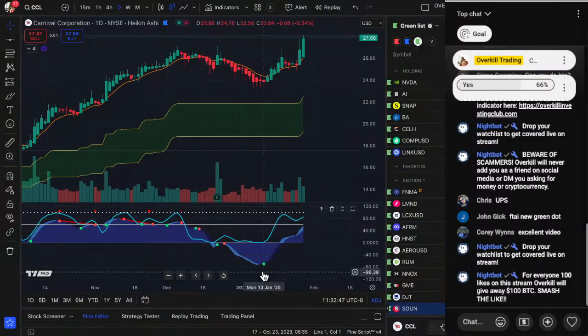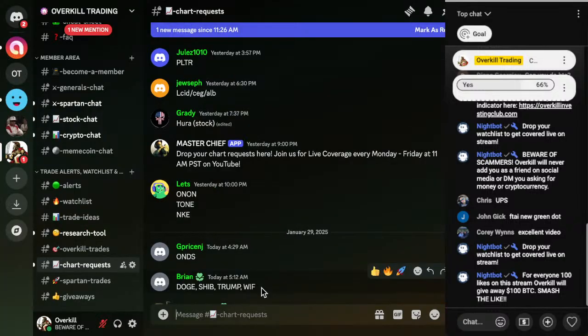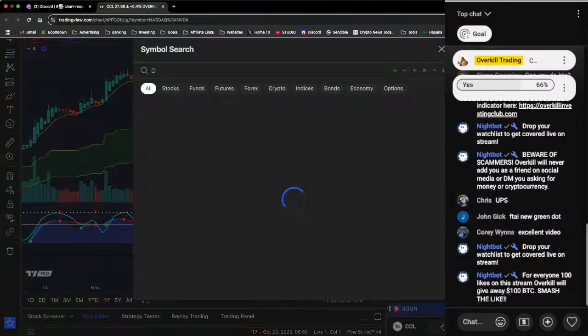I mean, if you got in on the green dot here from January 13th, you were in at 23. That's around a 30% trade, almost 30% on that trade there. So 30% is really good. Okay, most people are happy with 5% a year.